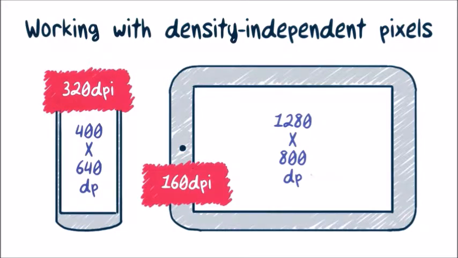Now, because the tablet is at the baseline density, its physical and density-independent pixel sizes are the same, 1280 by 800. This phone, on the other hand, has a higher pixel density, so it has half as many density-independent pixels as physical pixels, so 400 by 640 density-independent pixels. Now, using density-independent pixels makes it easier to mentally picture that you have much more space on this tablet than you do on this phone.